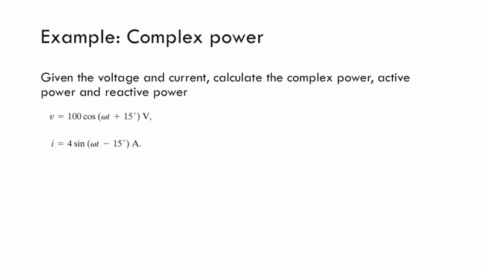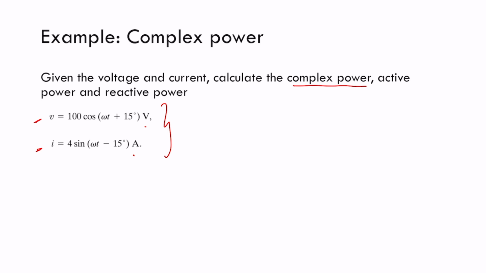So let me go through an example of how we can apply that. Given the voltage and current at one point, calculate the complex power, active power, and reactive power. I have this voltage signal, which is 100 cos(ωt + 15°) volts, and this current, which is measured in amperes. The first thing I'm going to calculate is the complex power.